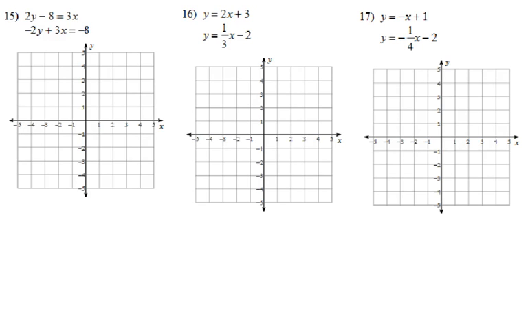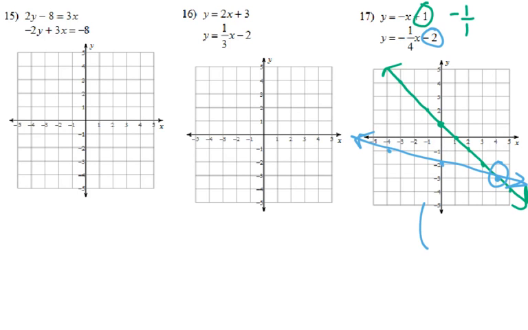Okay, 17. Positive 1 for our y-intercept, negative x, so it's negative 1 over 1. So down 1 to the right 1, or up and to the left 1. You can see our line there. Negative 2, so down 2. Negative 1 over 4, so we're either going down 1 and to the right 4, which that's all we need to do, or up 1 and to the left. Okay, where does it intersect? Right there at y value 4, x value negative 3.